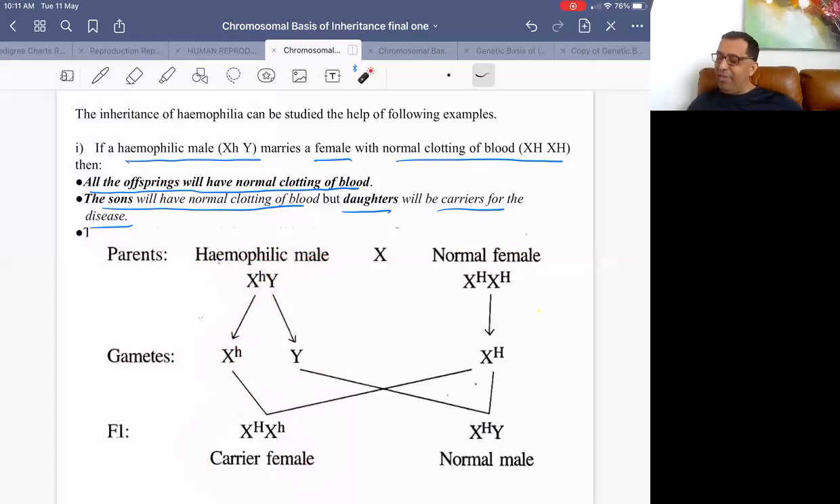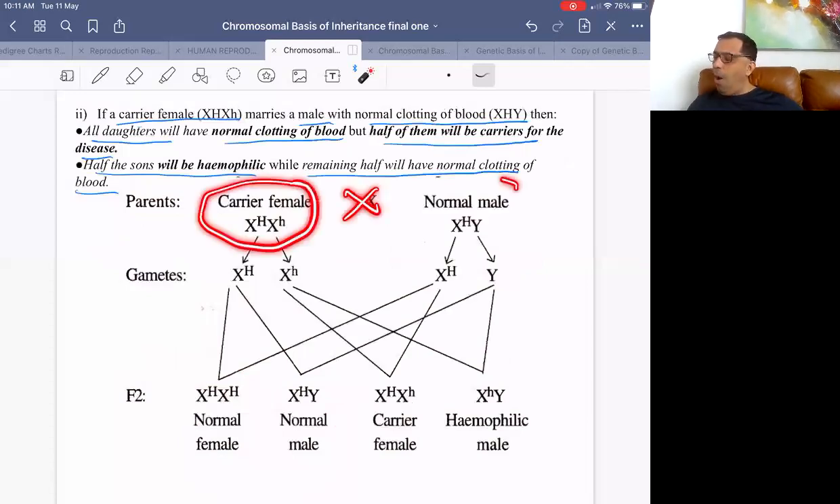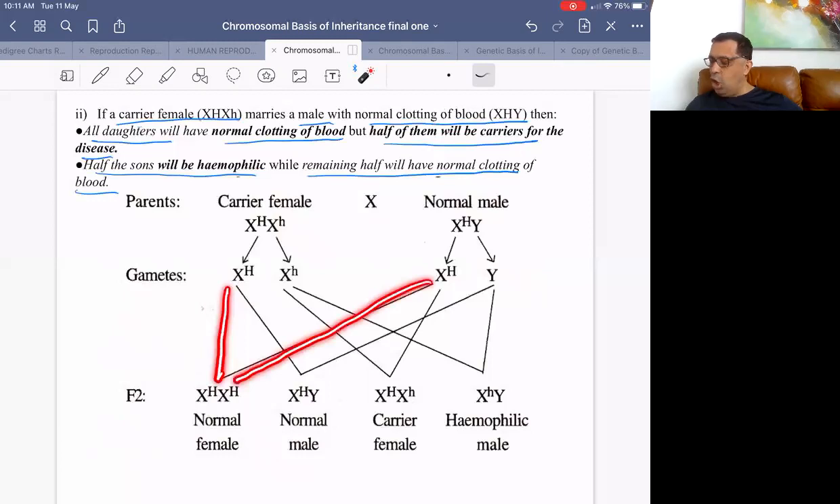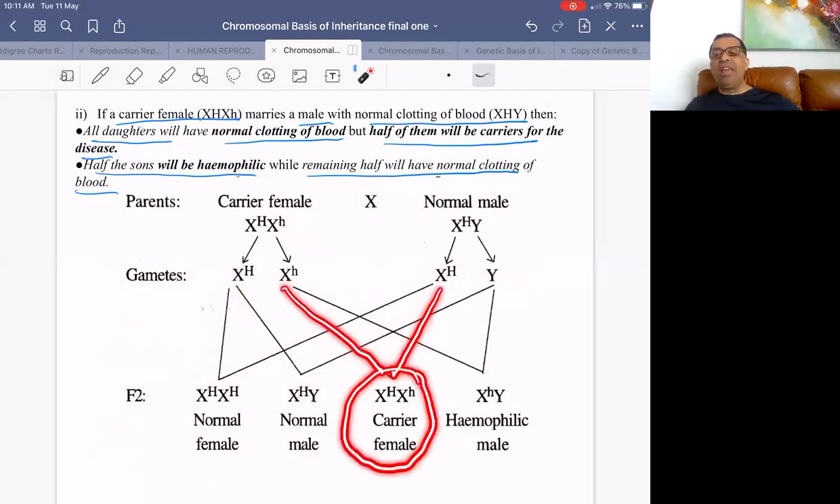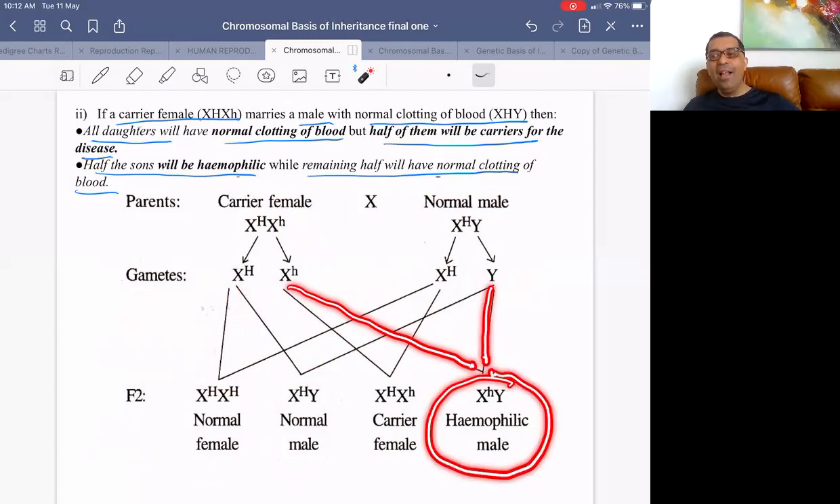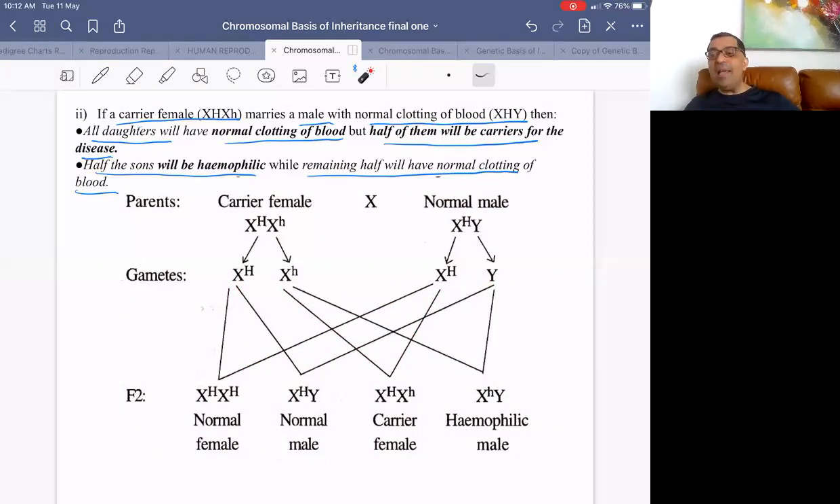And suppose this carrier female marries a normal male, then इसमें से gametes बनेंगे X capital H, X small h from the carrier female, and normal male से बनेंगे X capital H and Y. उसमें से बनेगा X capital H, X capital H normal female, and X capital H and Y normal male, and X capital H and X small h carrier female, and सबसे importantly X small h and Y hemophilic male. तो वापस से ये डिजीज कैसे पास हुई है?